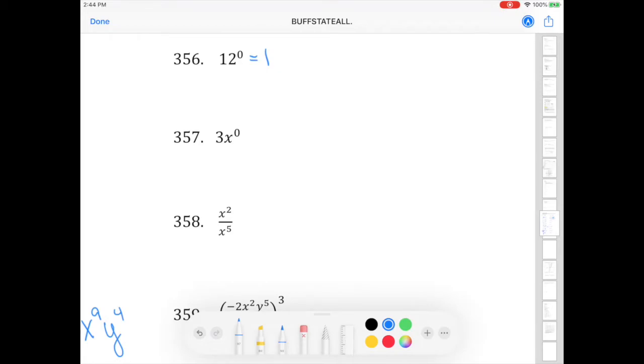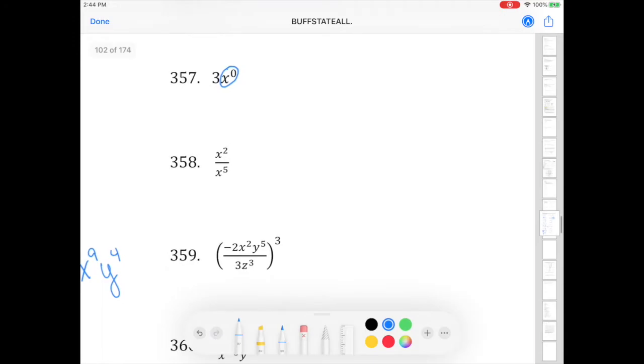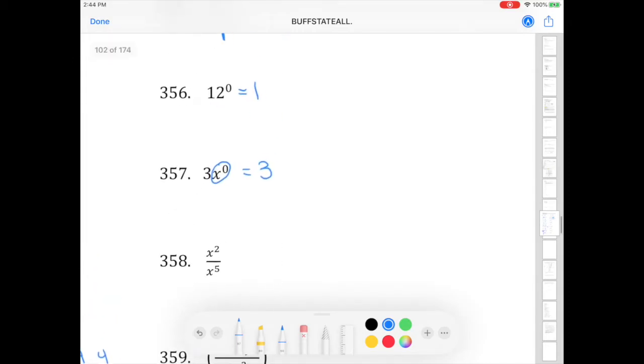However, for 357, I know the rule is everything raised to the 0 power is 1, but look at what's being raised to the 0 power in 357. The whole thing is not being raised to the 0 power, just the x is, because there is no parentheses there. So just like that one we did 2 examples ago where the 3 wasn't part of it, I just bring the 3 over. And then x to the 0 power is 1. So your overall answer for this one is 3.